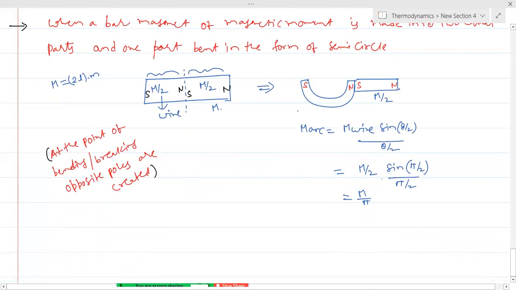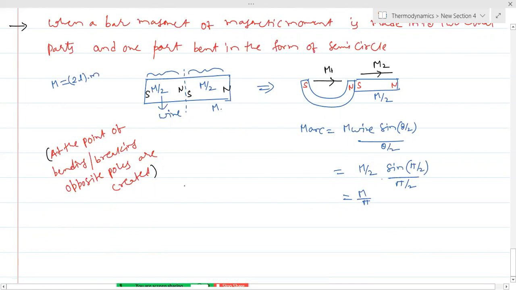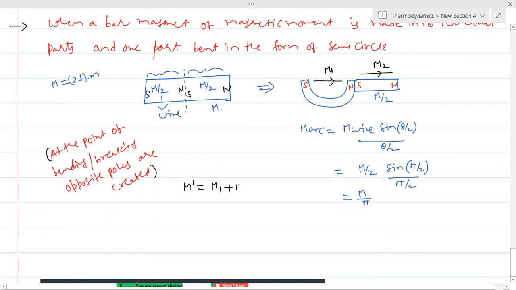So that is my intention. So here we will say that suppose I'm taking this S to N as the first bar magnet M1 and this S to N is the second bar magnet M2. And M1 and M2 are collinear with each other. Therefore M dash is equivalent to M1 plus M2. So M1 is nothing but this is m by pi and M2 is nothing but this is m by 2.